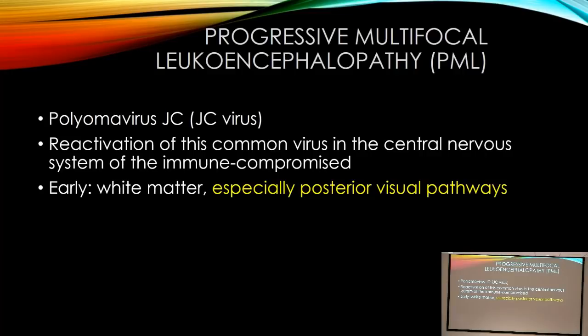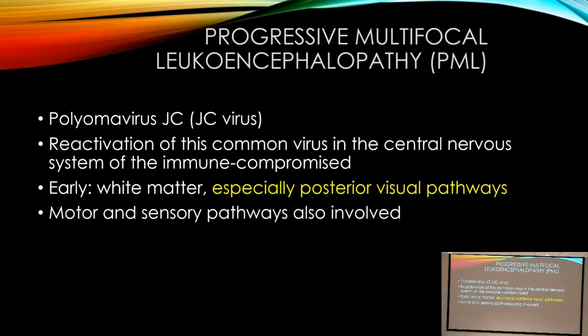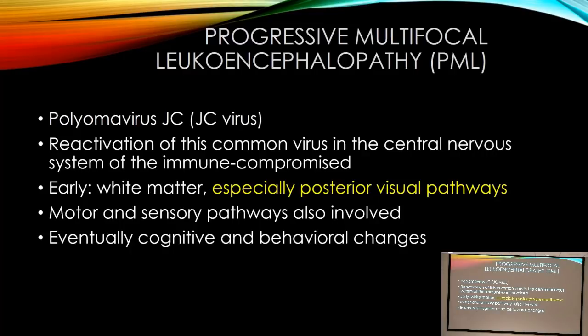So, it might start out as a quadrantanopsia and then progress to a homonymous hemianopsia, and then will spread to involve larger areas of the brain. Okay, so eventually it may involve the motor and sensory cortex. So patients are eventually just overwhelmed by this, but the key thing early on is you want to remember that visual loss.